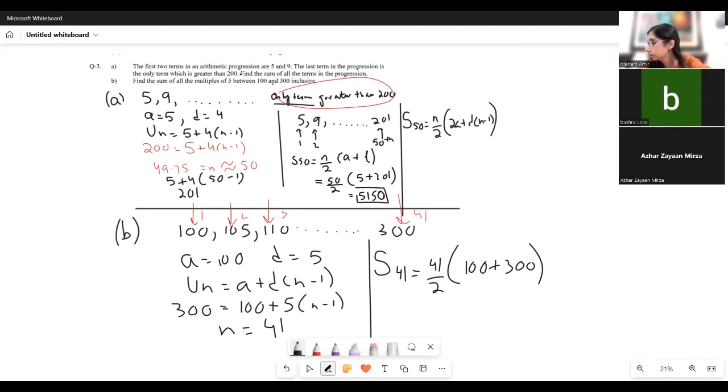8200 is the correct answer. I used n over 2 bracket A plus L. You can also use the longer formula that does not require the value of L. Oh, that's question number 3. Let's take a look at question number 4.